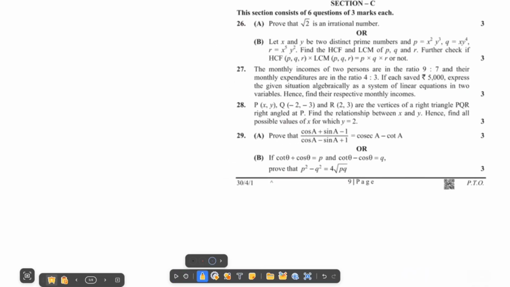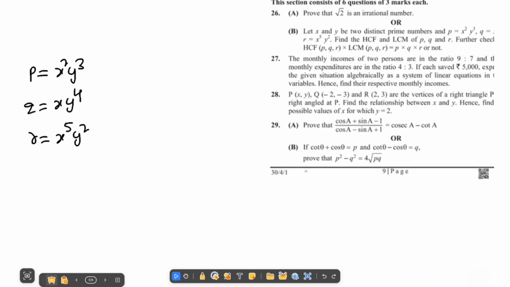So what is given here? P is given as x square y cube, right? And Q is given as x y power 4 and R is given as x power 5 y square. So let's find HCF and LCM first.